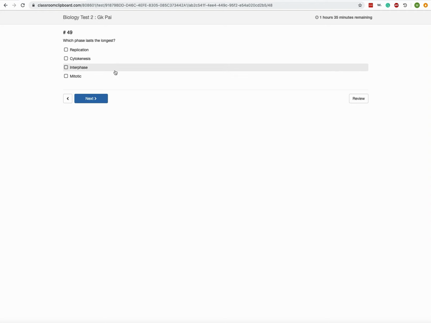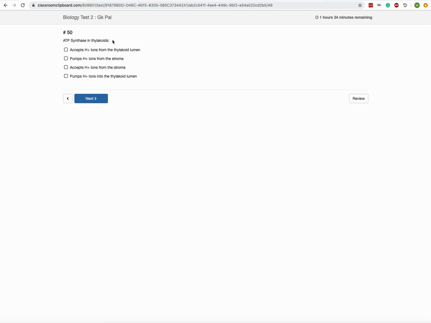Which phase lasts the longest? That would be the interphase. Remember, cells, most of the time, they are not dividing, they're in interphase. Replication, that's not a name of a phase, that's nothing. So it's interphase.